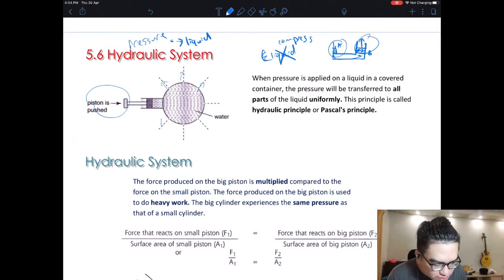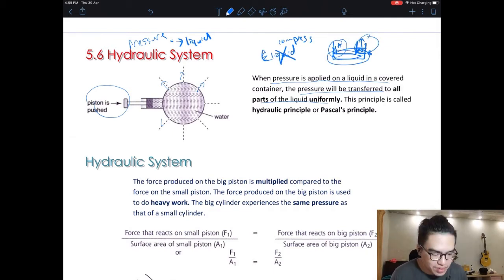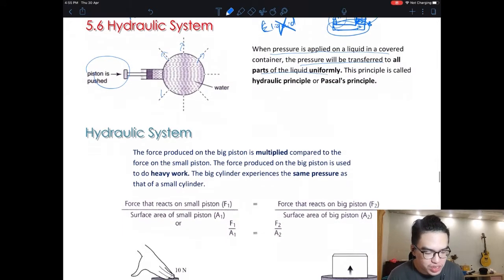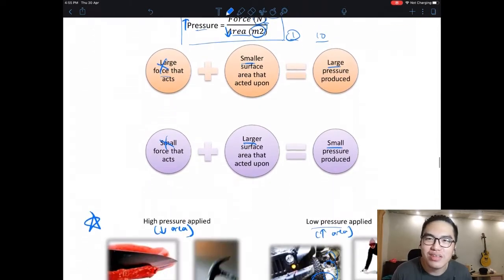When pressure is applied onto a liquid, pressure will be transferred to all parts of the liquid uniformly. This is the beauty of hydraulic. It will be transmitted equally throughout the whole system. The whole system would have equal pressure, which means this whole thing, the one I drew just now, wherever you stand, would have the same pressure. That's the beauty of hydraulic. This is what we call the hydraulic principle or Pascal's principle. Why Pascal? Remember our pressure unit last week? We did some calculation. It was called Pascal because he discovered it, so we named it Pascal, like Newton or like Watt.